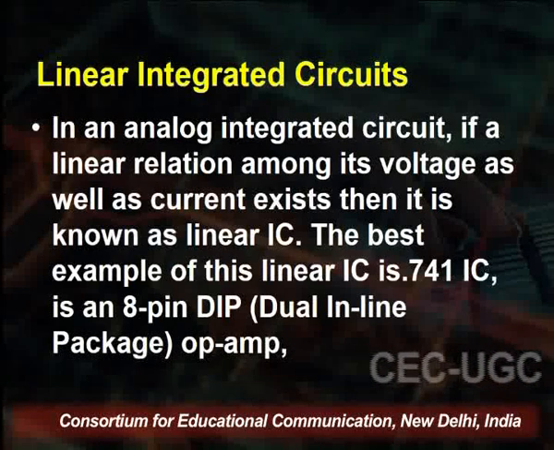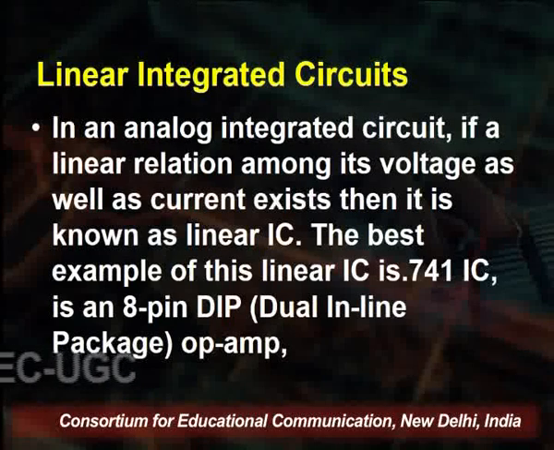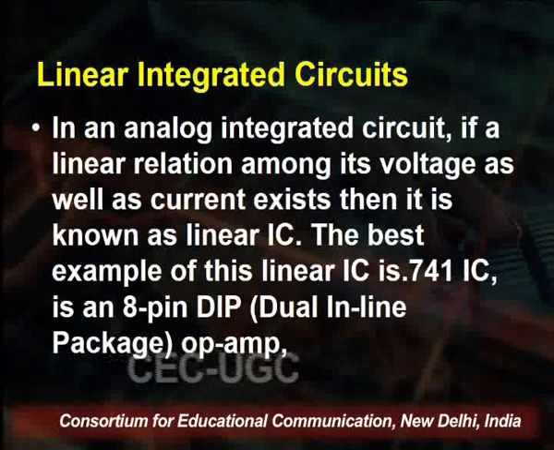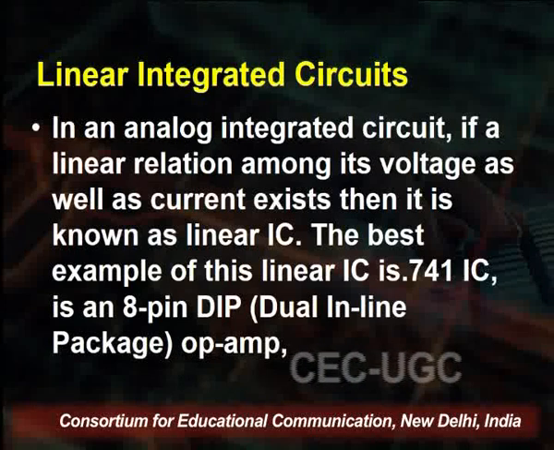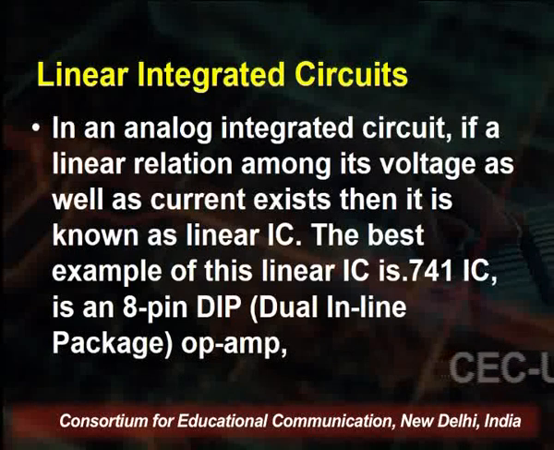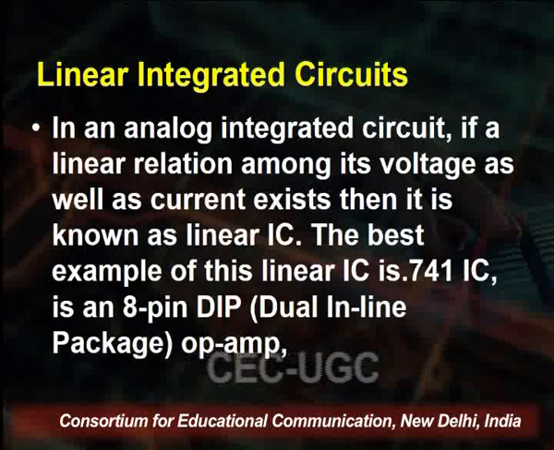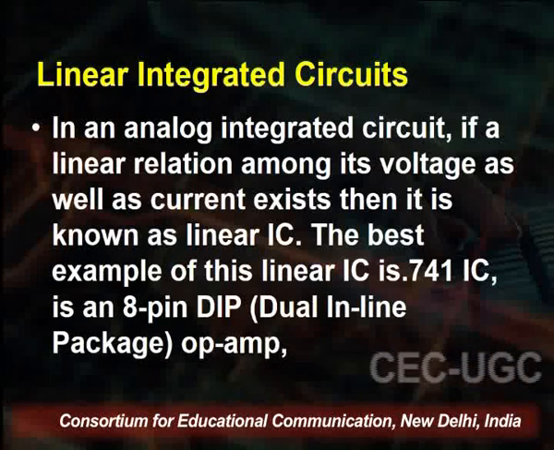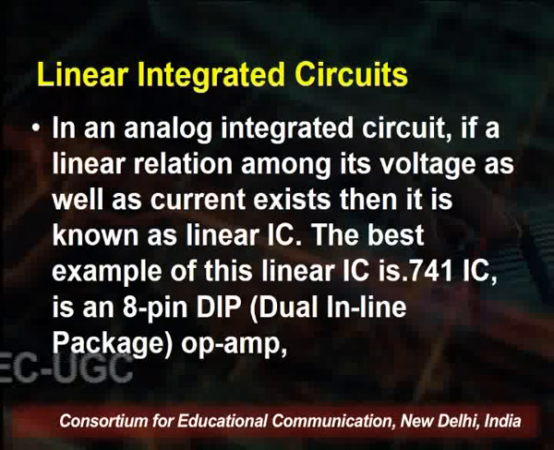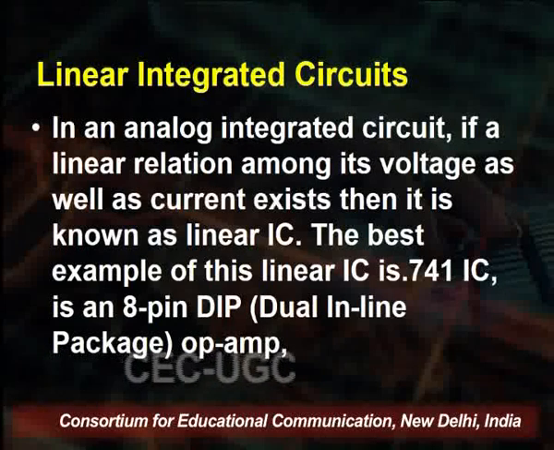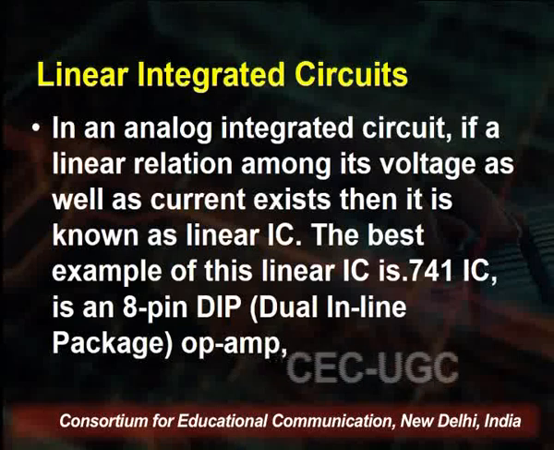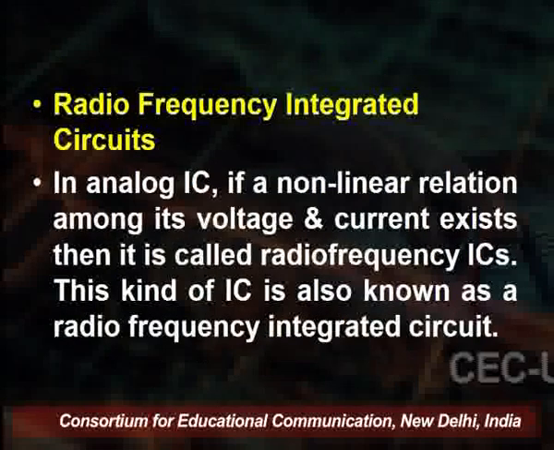And what are linear integrated ICs? That is a part of these analog ICs. In an analog integrated circuit, if a linear relation between the voltage and the current exists, then it is known as a linear IC. The best example of these linear ICs is the 741 IC, which is an 8-pin DIP, dual inline package, op-amp, and most of the time we use this type of IC in the laboratory.